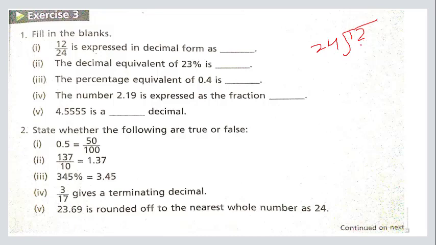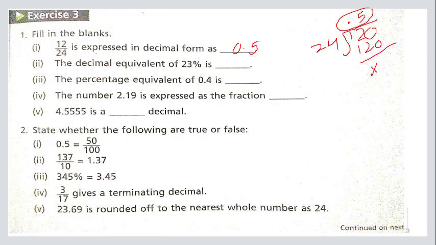So what do we do? This 12 is smaller than 24, so we will put a point over here and 0 over here. So if I multiply 24 with 5, I get 120. So this is it. This 0.5 is the answer. So I will write 0.5. So 12 by 24 in decimal form is 0.5. In other words, whenever you have been given any fraction and you have been asked to express the fraction in decimal form, you just need to divide that fraction.